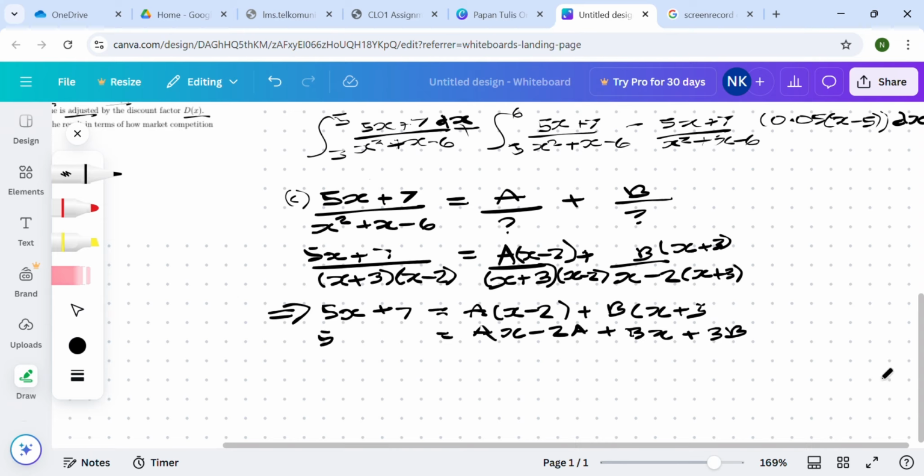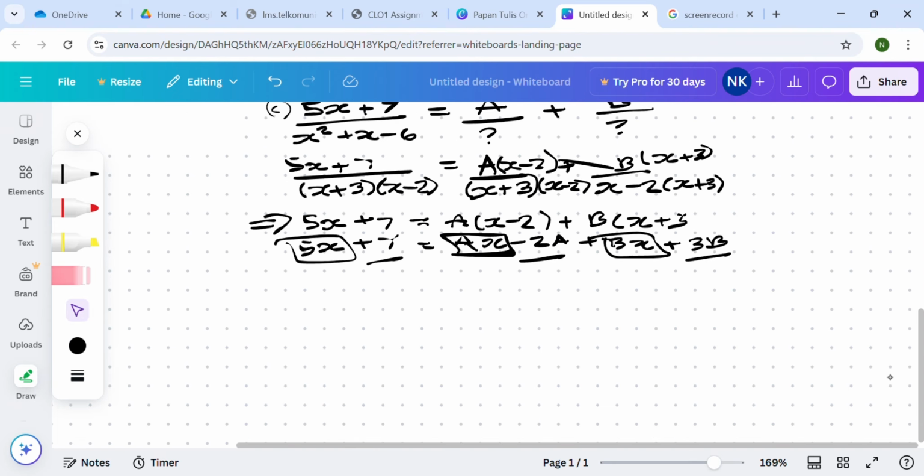Now somehow we need to group them so that they have similar x value. Ax is grouped with bx, which should be equal to 5x, and minus 2a is grouped with 3b, which should be equal to 7. So 5 is equal to a plus b, and 7 is equal to negative 2a plus 3b.